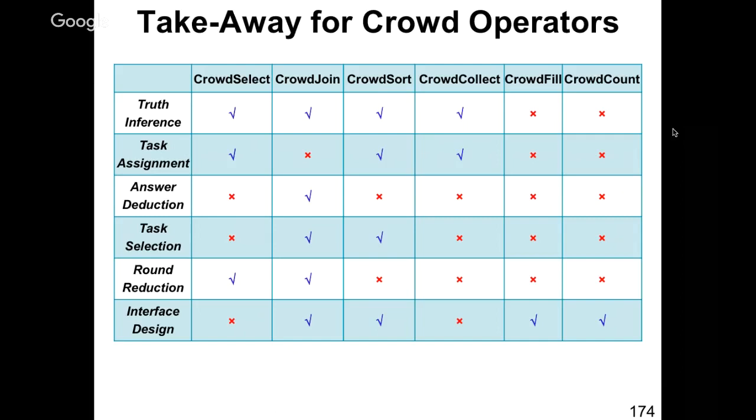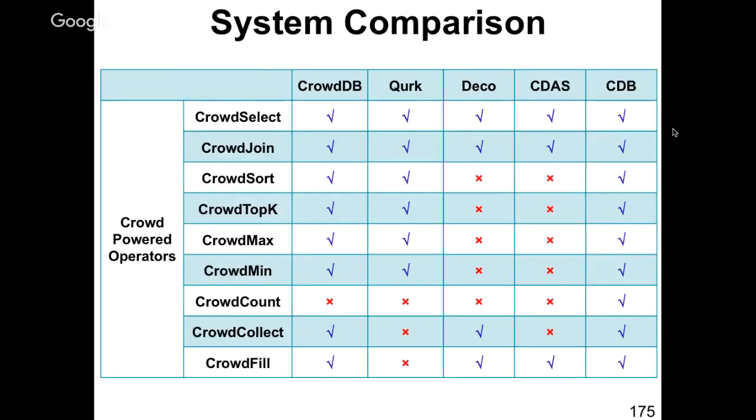So here is the takeaway for the cross-sourcing operators. Each row means an existing cross-sourcing technique mentioned by my colleagues, and each column means a cross-sourcing query operator. And you can see from these marks how the existing operators utilize the existing cross-sourcing techniques. Okay. And finally, I will give you a summarization of the systems.